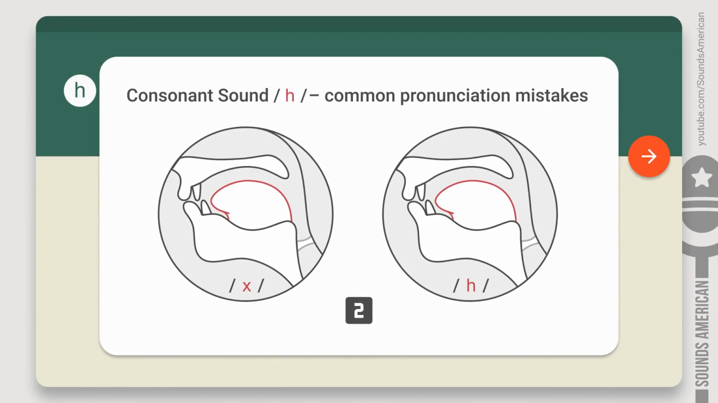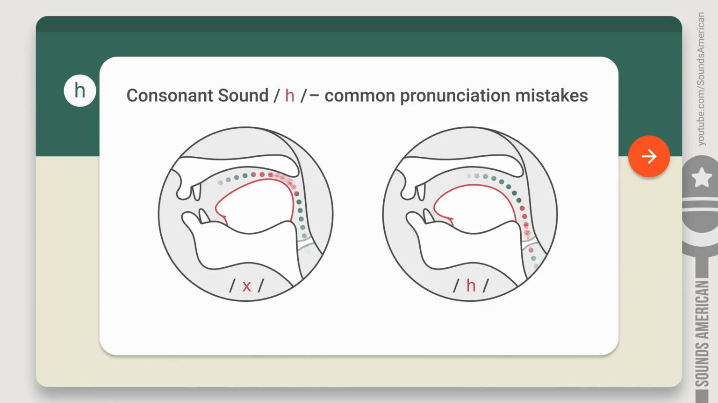Number 2. Another typical mistake is that some non-native speakers pronounce the consonant through a narrow passage between the back of the tongue and the soft palate. Sometimes the back of the tongue touches the soft palate. As a result, they produce too much friction, and this makes the consonant too harsh.